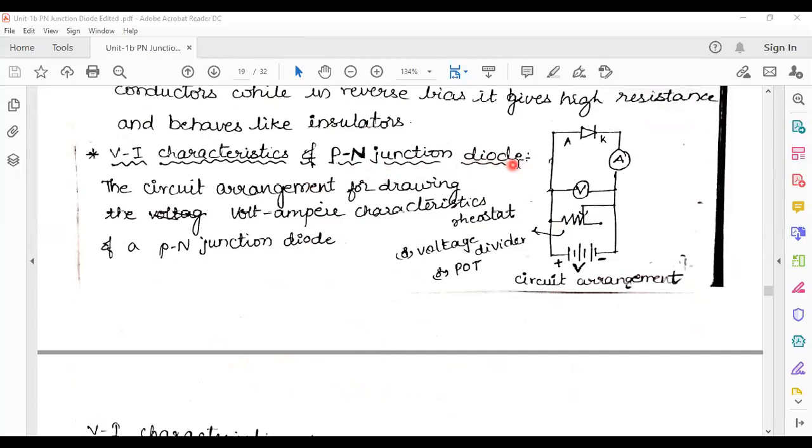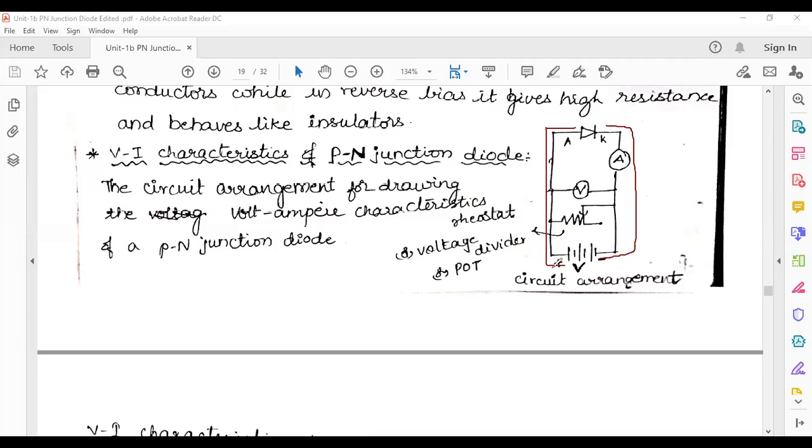VI characteristics of PN junction diode. This is the diagram which is indicated in the other one. This is just an indication for the other circuit diagram. ఇప్పుడు ఏంటి మనం this circuit diagram, we are going to understand the circuit diagram. Just wait. Let it be, this is the anode terminal connected to the positive terminal, cathode terminal is connected to the negative terminal. This is the normal diagram.